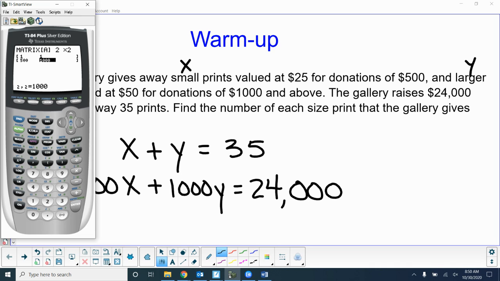And then I get out of there by hitting second quit. And then I go back in and I edit the B matrix. And it's a 2 by 1. And then I put 35 and 24,000. Now, Olivia, if you put the 500 and 1,000 up top, then the 24,000 goes up top and 35 goes up top. That's all.